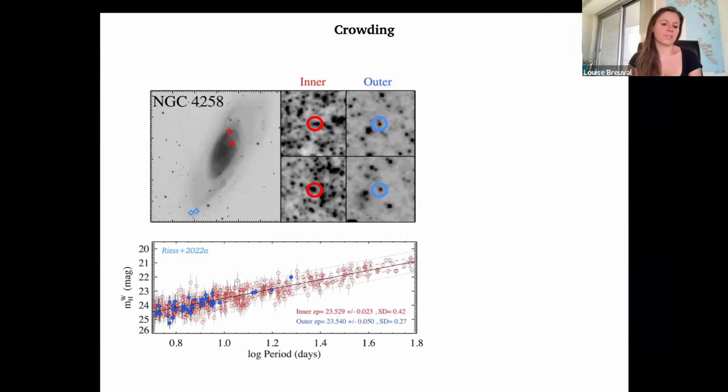And in the period-luminosity relation, it looks like this. So the most crowded ones, so the ones in the disk, show a higher dispersion compared to the ones in blue.